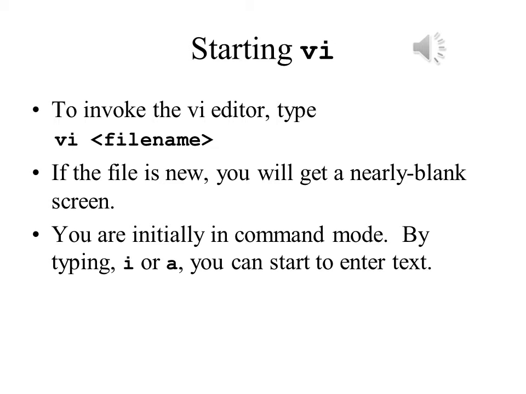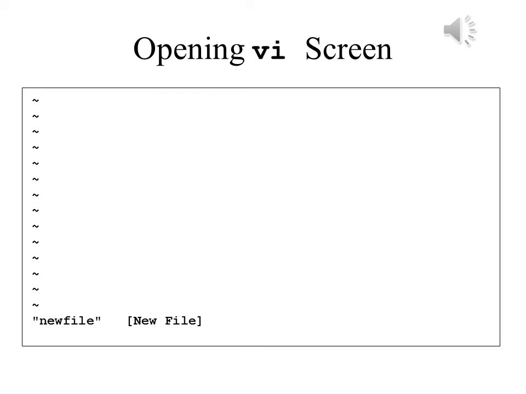Now initially, you're going to be in command mode, one of the two separate modes that you're going to have when using VI. If you want to start editing text, you'll need to type the letter I, lowercase, or the letter A, again lowercase, and then you can start to enter the text in question.